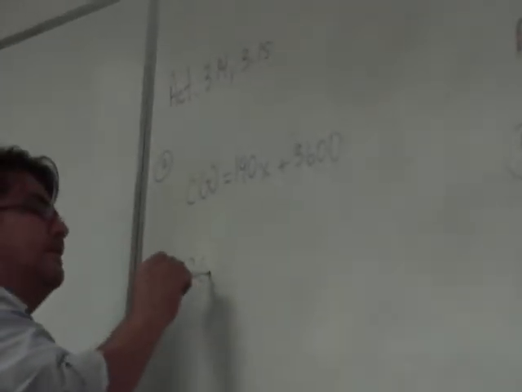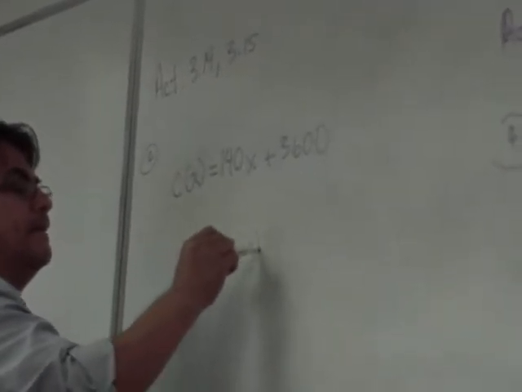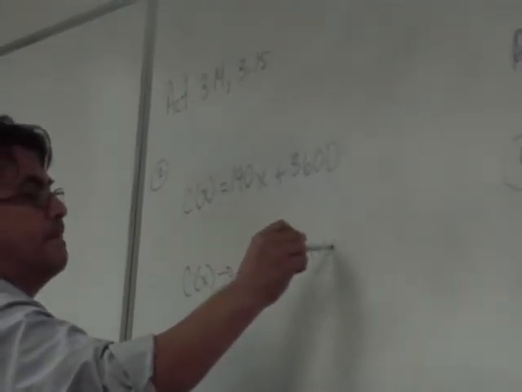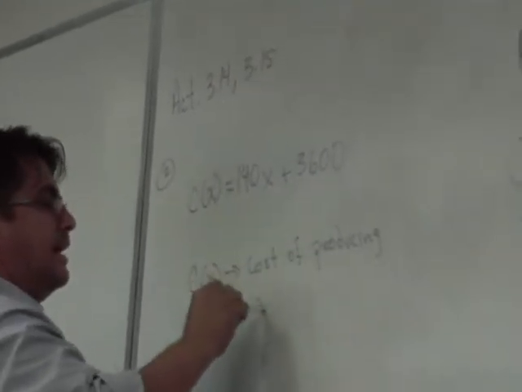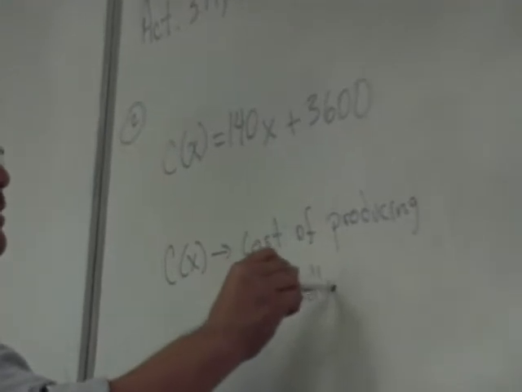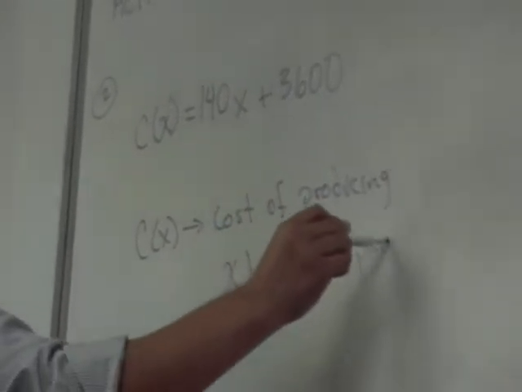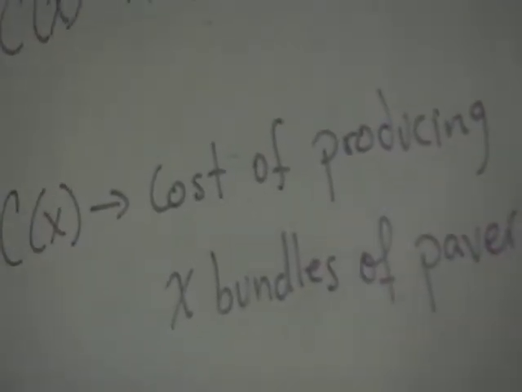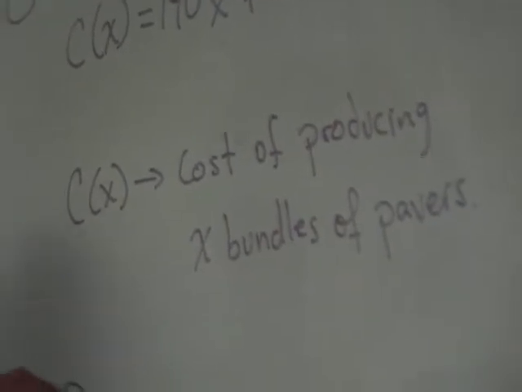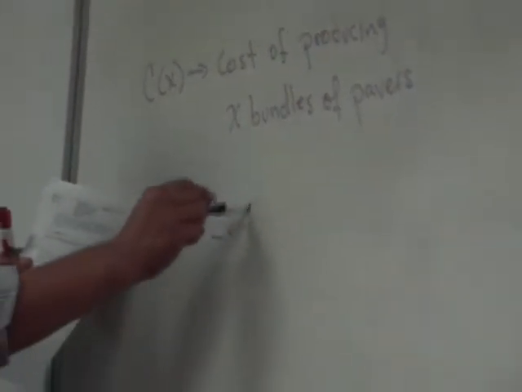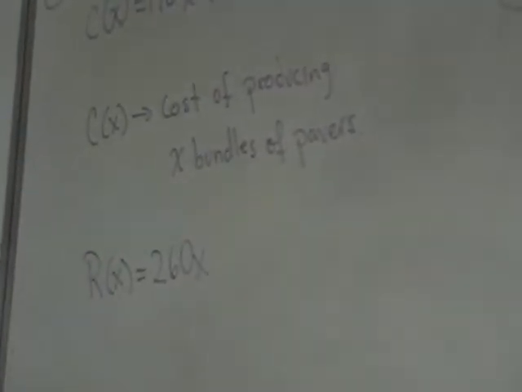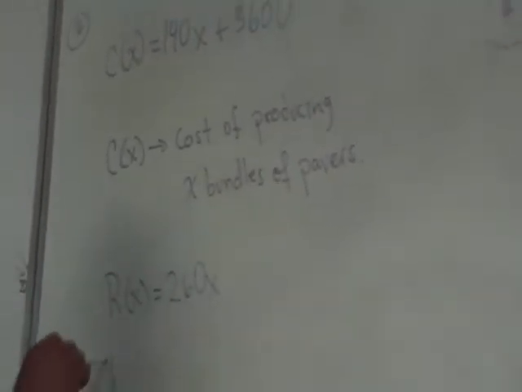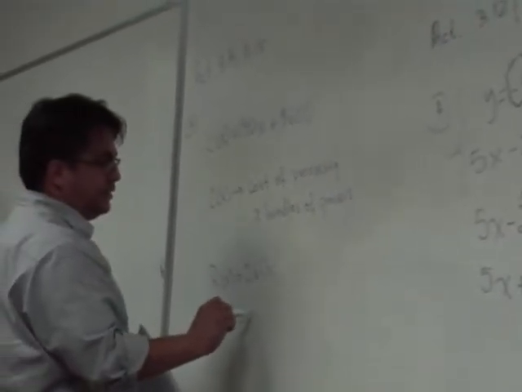This represents the cost of producing x bundles of pavers. So C of x is the cost of producing x bundles, whatever a bundle is, bundles of pavers. The equation R of x equals 260x represents the revenue. R of x is the revenue.